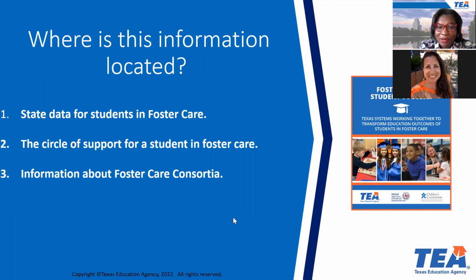So we have chapter one. Everyone's been paying attention so far. So in chapter one, you can find up-to-date data about students in foster care. Very good. Now for number two, the circle of support for a student in foster care. What chapter would I be able to find information about the circle of support for a student in foster care?